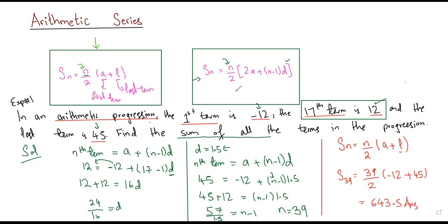You could have used this formula as well, but I think this one is simple when you have the last term, right? So Maheen and Ishal and Munja, did you understand this? Yes, ma'am. Yes. Okay, very good.